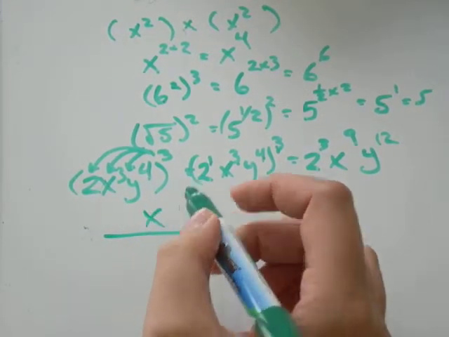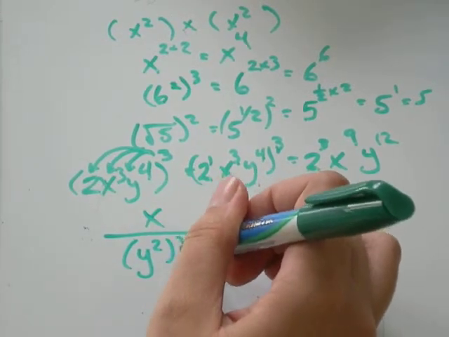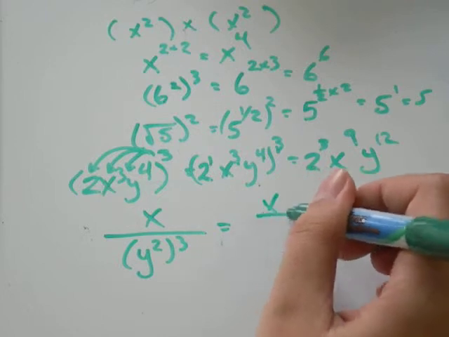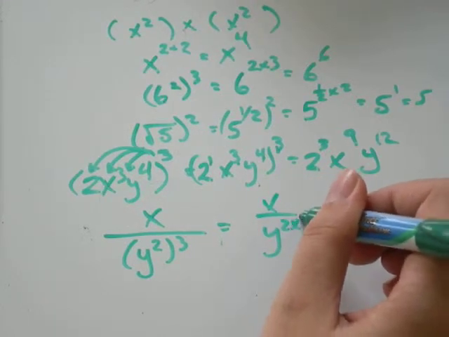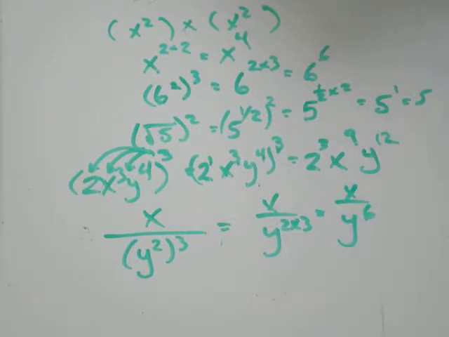Let's say you had x over y squared, cubed. That would be x over y to the 2 times 3, which would be x over y to the power of 6.